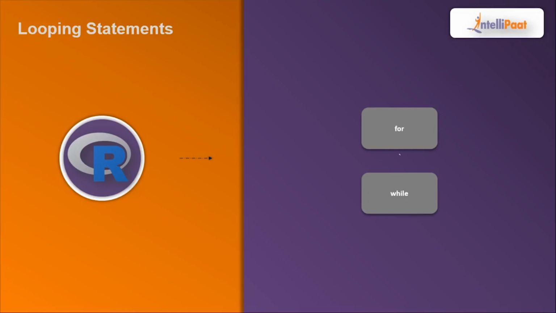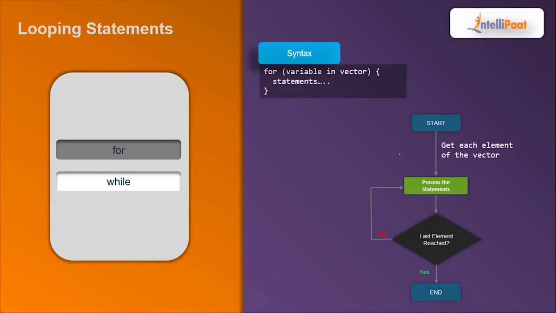Then we have looping statements. The looping statements basically help us to iterate a certain task, right? So I'm repeating it again. The looping statements, as the name states, help us to loop a certain set of actions, or repeat a certain set of actions. And the two most commonly used looping statements are for and while. So let's start off with the for looping statement.